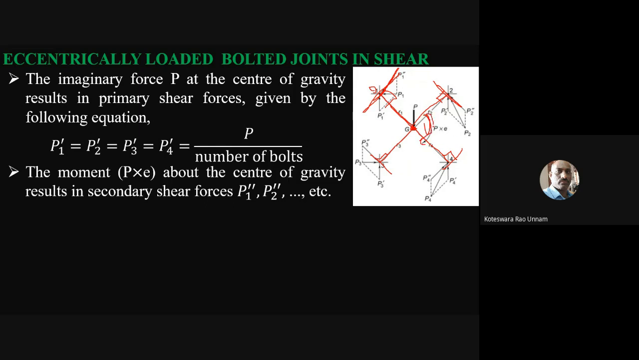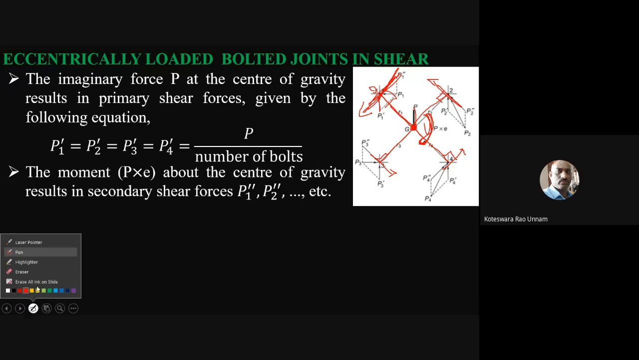Here the applied moment is clockwise. Like the primary shear force is upward since the applied load is downward, similarly here the moment is clockwise, so the reaction should be anti-clockwise. Anti-clockwise means that about G, if the secondary shear force is acting like this, then about this point this force will create a moment acting in the anti-clockwise direction. Similarly for this bolt it is in this direction, and for the others also in this direction.